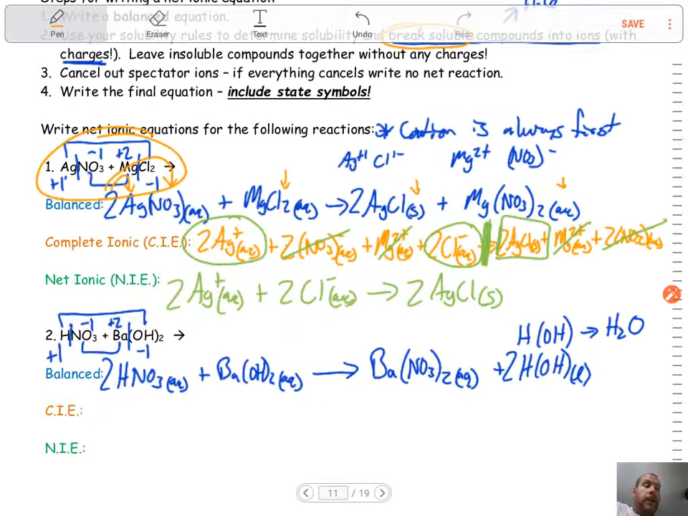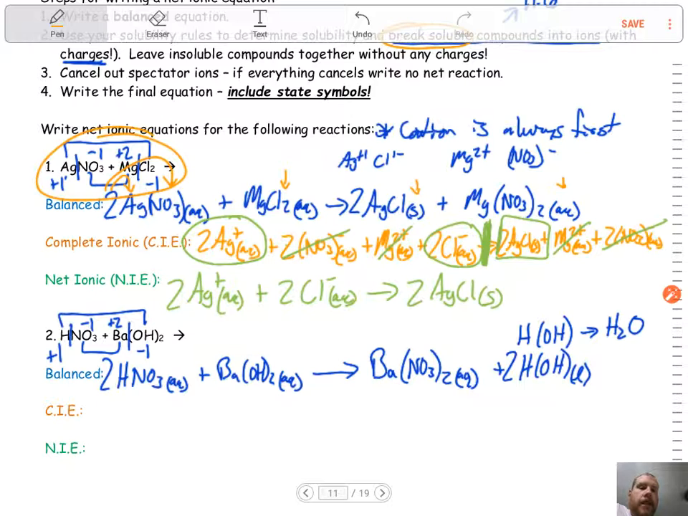So if you think you're confident with it or want to try it, pause the video now that we have it all balanced out. Go through the process. Split up your aqueous ones, cancel out your spectators, and try to get your net ionic, and then you can jump ahead or watch the video with it, or I'm going to work through it as well, so you can always watch that as well.